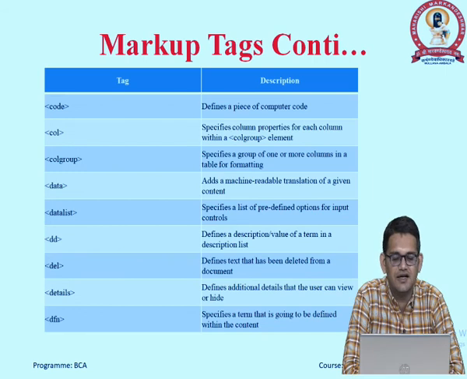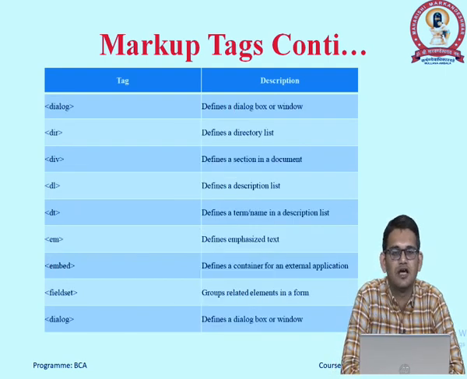Next one is the datalist. It specifies a list of predefined options for input controls. Next one is the DD tag. The DD tag defines text deleted from a document. Suppose anything needs to be deleted from an HTML document, for that purpose we can use this tag. Next one is the details tag. It defines additional details that the user can view. Suppose we want to add details to any content, any image, any text. We can add the details tag to that text or element.